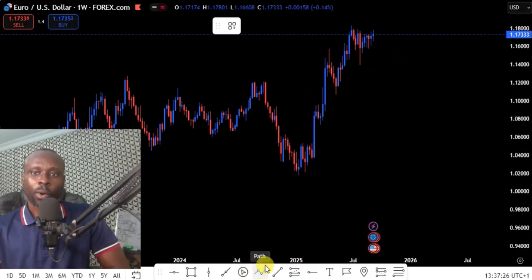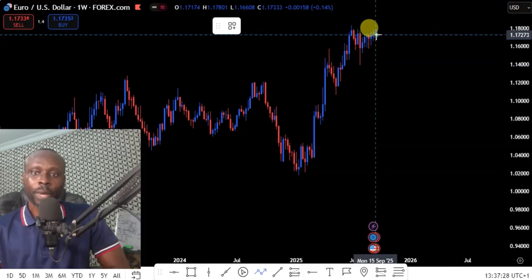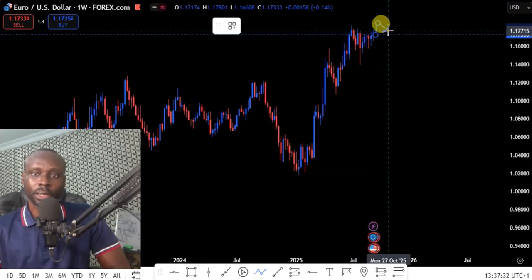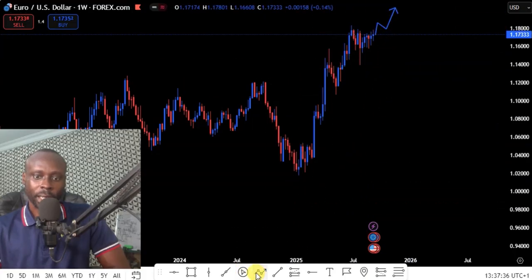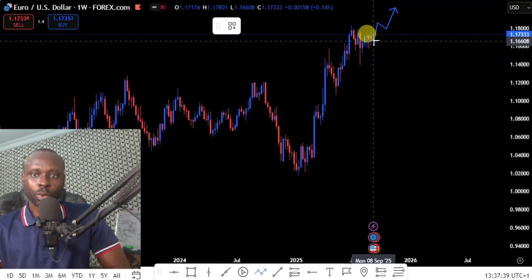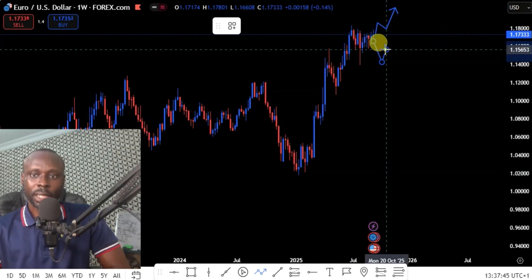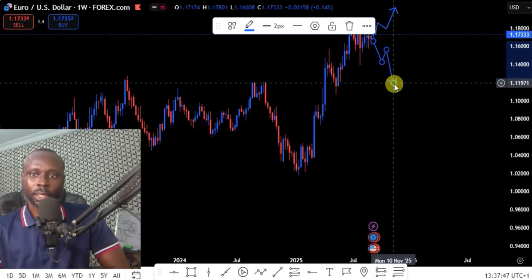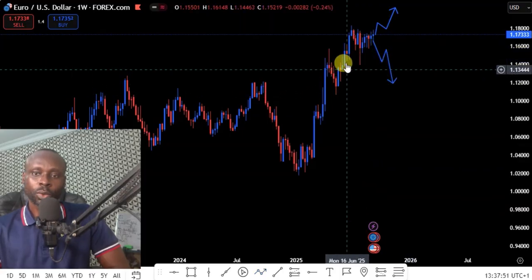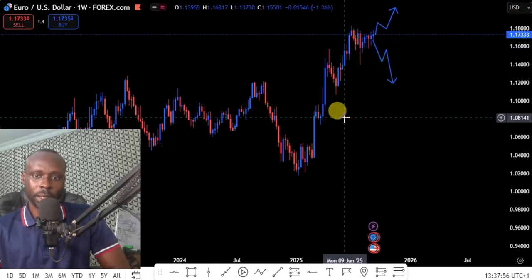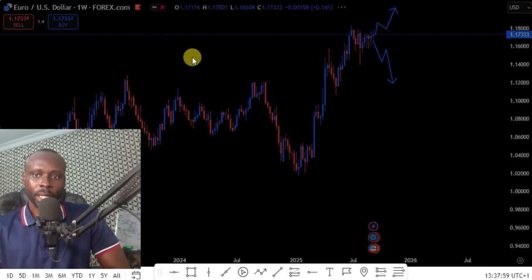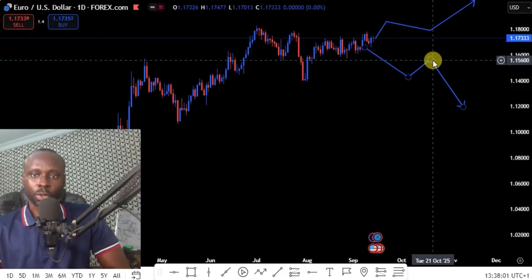For us to buy the Euro USD, we need price to close above this weekly resistance, then wait for a retest, then we'll start looking for possible buying opportunities. For us to sell the Euro USD, we need price to take this weekly support level, then we wait for a retest, then we start looking for a sell on the Euro USD. For now, we need to stay out of the Euro USD until we see a clear direction. The market still remains unclear for us to take a good position on the Euro USD this week.